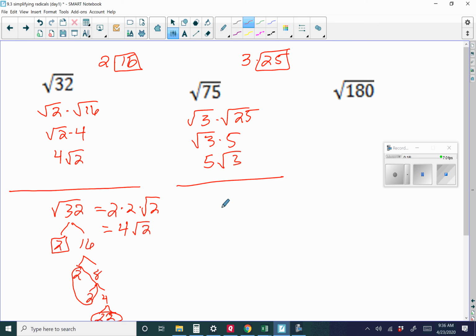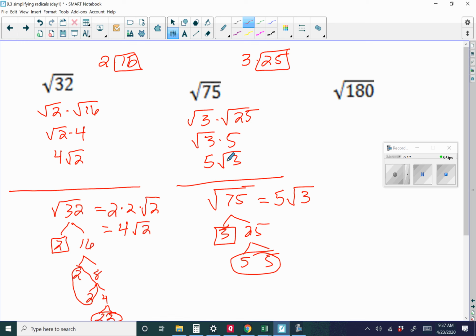Now, let's use a factor tree. If I have the square root of 75, I would say, okay, well, this is 3 times 25. And the 25 can break down into prime factors of 5 times 5. 5 and 5 are a pair, so I can write those outside of a radical, or not underneath a square root. And then 3 is all by itself, and that means it has to go back under the square root symbol. So 5 square root of 3, just like we found up above.